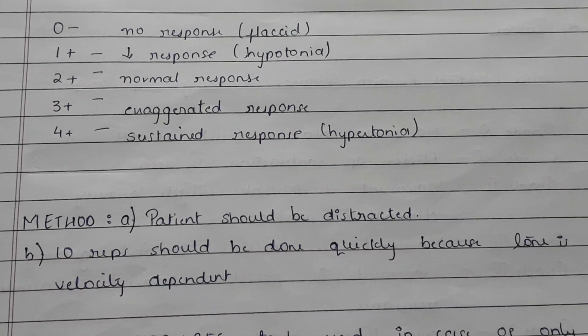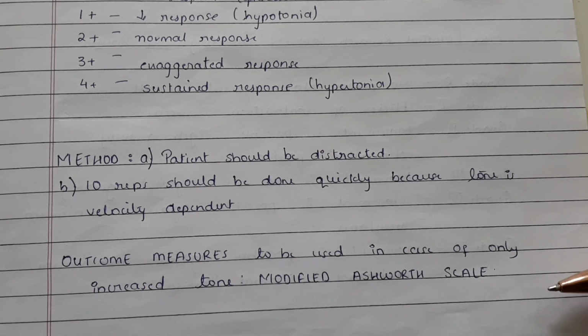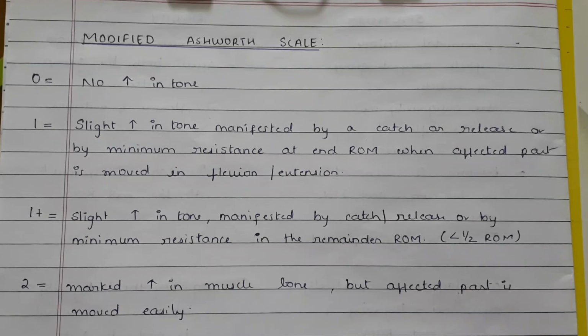Method to check the patient's tone. The patient should be distracted, that is, you can talk to the patient while assessing the tone. 10 repetitions should be done quickly because tone is velocity dependent. The outcome measure used in case of increased tone is modified Ashworth scale. Let's see the modified Ashworth scale.